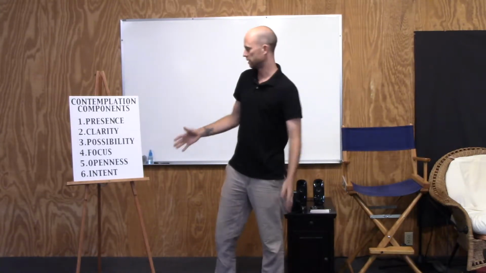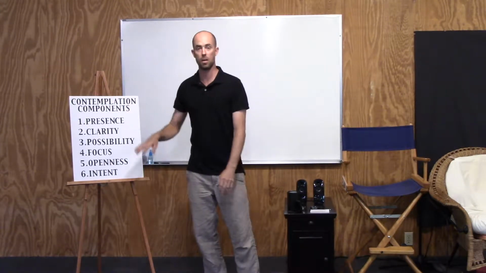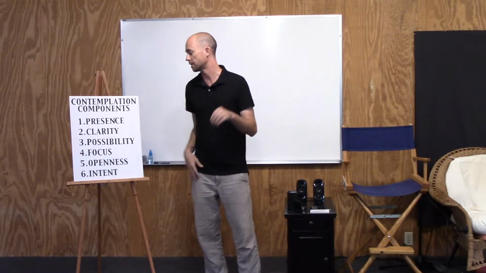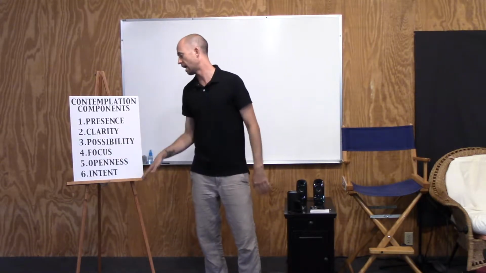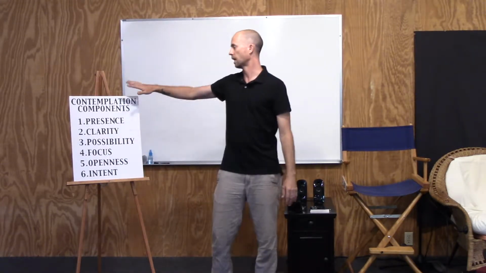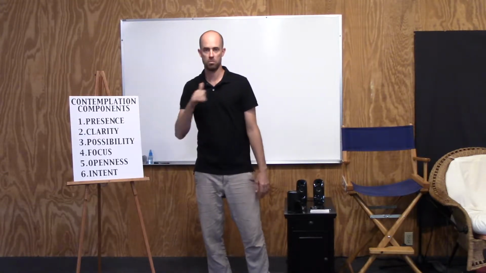I get the poster out, and I come up and say, okay, these are the contemplation components. 1, presence. 2, clarity. 3, possibility. 4, focus. 5, openness. 6, intent. Okay, so you've read the poster and we're good to go.